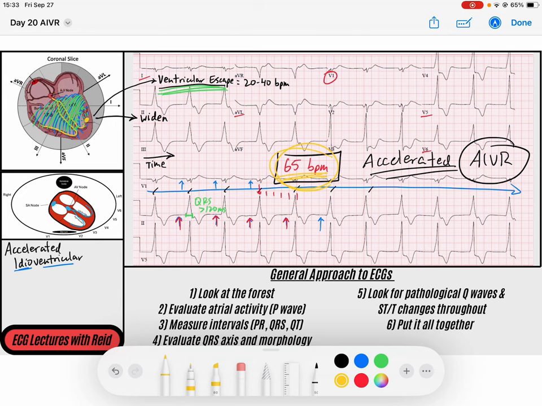So I hope this helps. I hope that the rationale of going through the approach to a wide complex rhythm, right? This is really an approach to a regularly occurring wide complex QRS. And I hope this helps narrow it down to a ventricular origin, and then understanding why this is an accelerated ventricular rhythm and not a ventricular escape. So it really comes down to the rate.